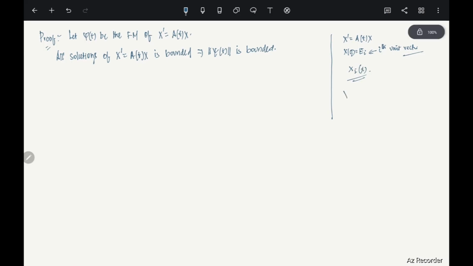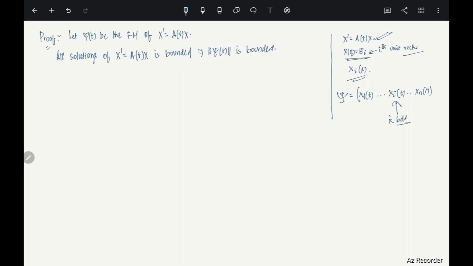Now, what is it? It is x_1(t), x_i(t), x_n(t). Sorry, not x, but phi, the fundamental matrix phi. Now, all solutions of this system are bounded, right? So if I am looking at a solution which passes through the ith unit vector at t equals 0, that solution is also going to be bounded. So each component of this fundamental matrix phi, which is given by x_1, x_2, ..., x_n, is bounded.